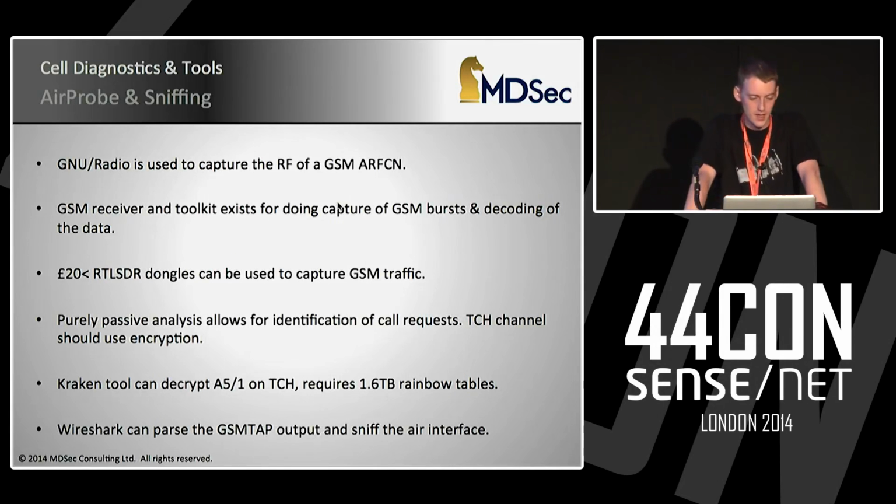AirProbe is a utility designed for capturing the radio spectrum of a GSM RFCN. It's a toolkit for analyzing the bursts and decoding them, which will then fire the result back out in GSM Tap. You can see what's going on over the air as a kind of passive sniffer, and you can do this with a £20 Realtek SDR dongle. It's purely passive and allows identification of call requests and the traffic channel, which should use encryption. Then you can use Kraken with the rainbow tables for A5/1, if you come across that, to decrypt information. And Wireshark can parse the information from these cell diagnostic tools.